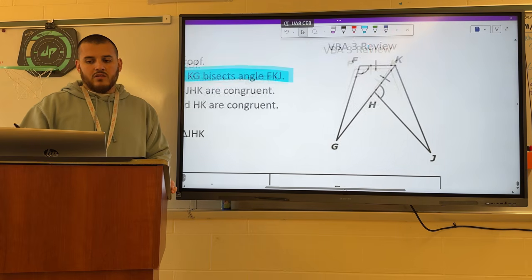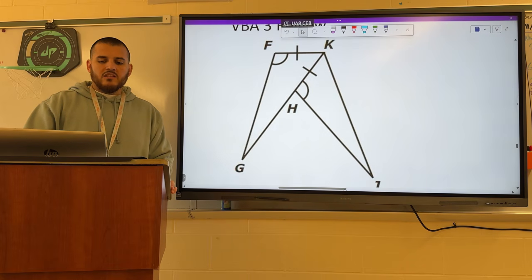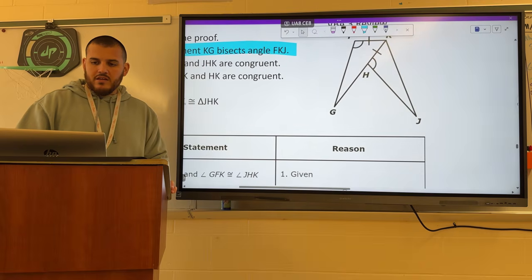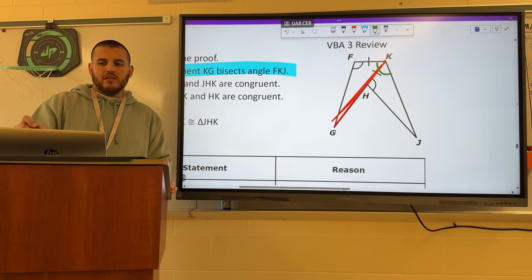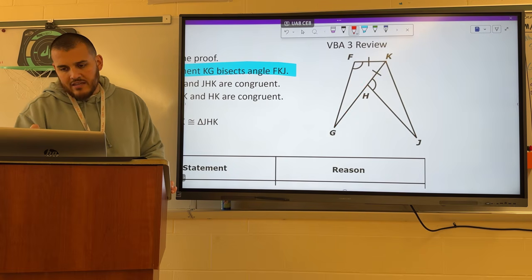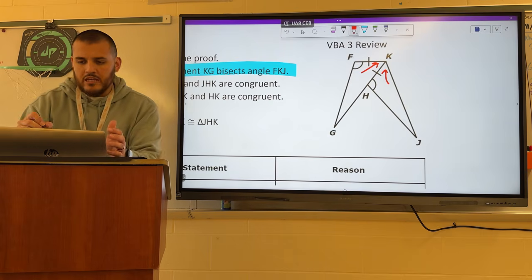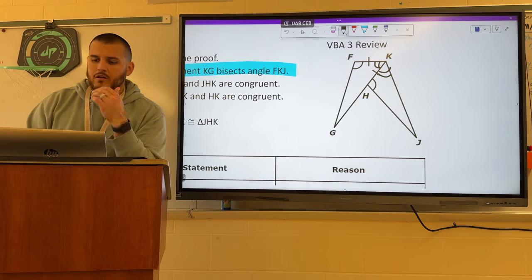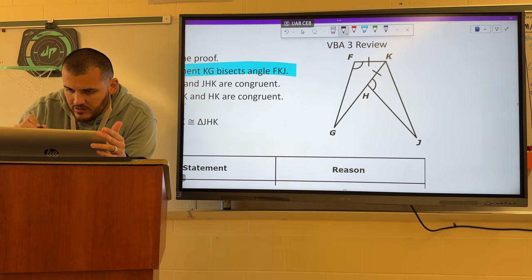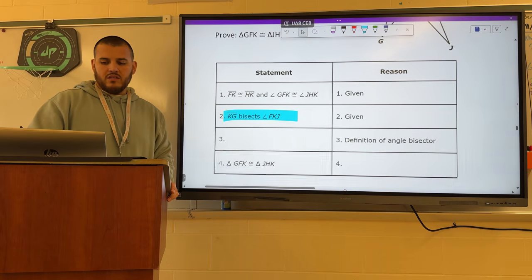So let's go ahead and do this. Remember, to bisect means to cut in half. Okay? So if KG, this segment right here, is cutting FKJ, this angle in half, what that means is that these two parts now, or halves, are congruent. They're equal halves. So we got to go in there and mark those angles congruent to each other. Let me do a better job of placing those marks so we can still see the congruent marks as well. Okay, those are congruent to each other. Again, that's given to us.